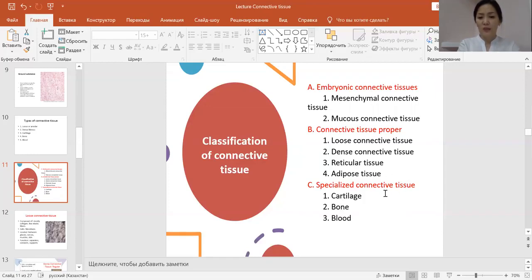Why specialized connective tissue? This group of connective tissue consists of special cells, which are responsible for special functions. That's why we can say this is a specialized connective tissue. Okay, let's discuss one by one.